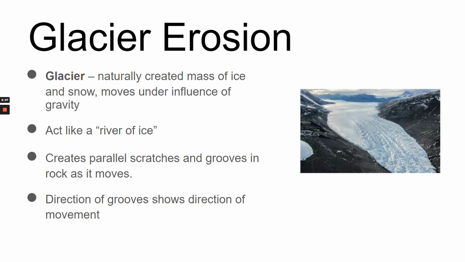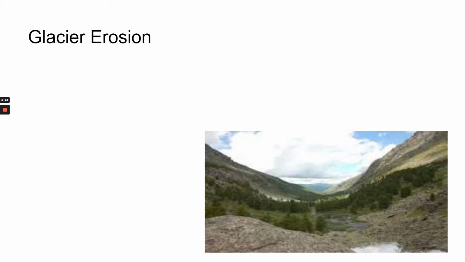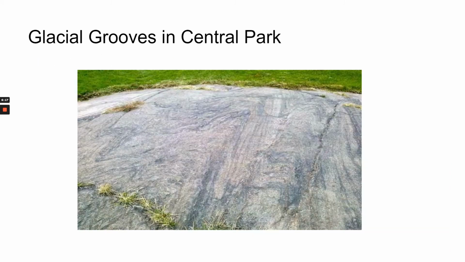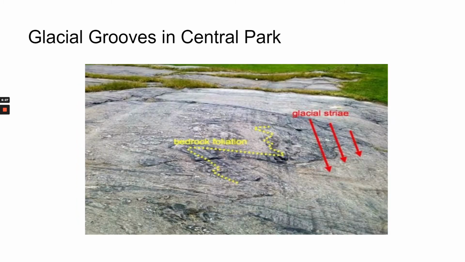Staten Island and New York City used to be covered in ice. And if you go to Central Park and you know what you're looking for, you can actually see, I'm going to come back to that in a second, but you can actually see what they call glacial striations, the marks in the rock from when the glacier was moving over it.